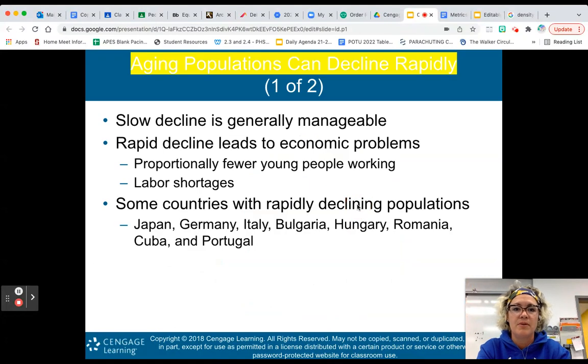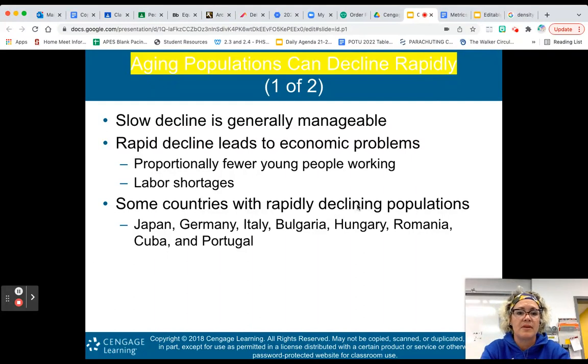All right, aging populations can decline rapidly. Slow decline is generally manageable, and a rapid decline leads to economic problems. When we have an aging population that's lived for a really long time, there's a lot of people to take care of. I know there's a care home being built just down the street from us, because that's a big industry right now as our population is aging.